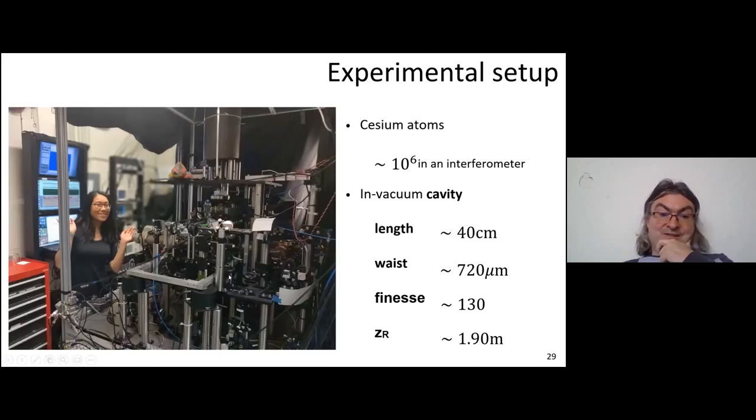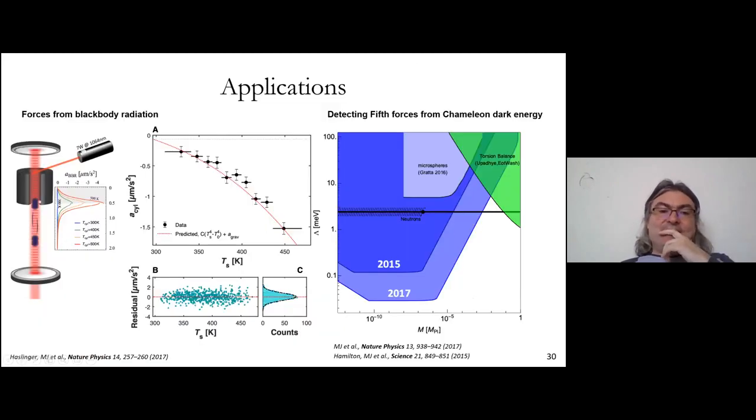This is how the machine looks when it's finally assembled. This is Vicky Shu. She's been a grad student on this project, and will now join the LIGO group at MIT as a postdoc. And what can you do with that? Two applications I want to mention briefly. The first is we've used the machine to measure a force induced by black body radiation gradients.